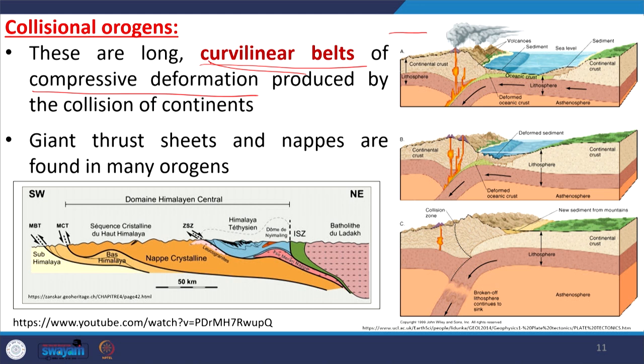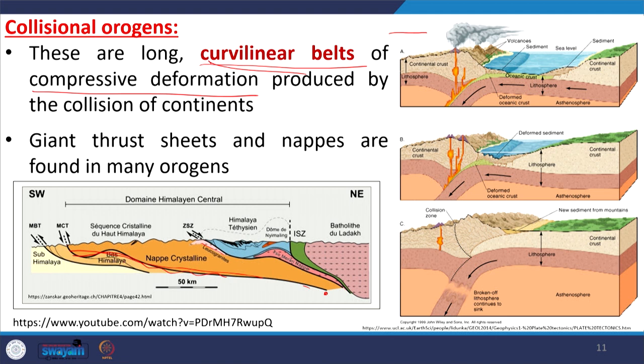So, you will see the giant thrust sheets. If you see this Himalayan cross section, you can see how these crystalline rocks are moving from a greater depth and, at a distance of some hundreds of kilometers, are exposed here. So, these are the giant thrust sheets and nappes. The nappes are these thrust sheets, mostly planar, a sheet-like body which is detached from the main body and has traveled a long distance, more than 2 kilometers or so. So, these are called nappes.